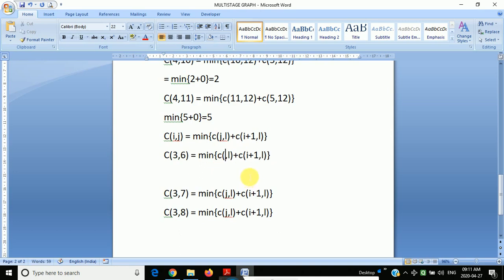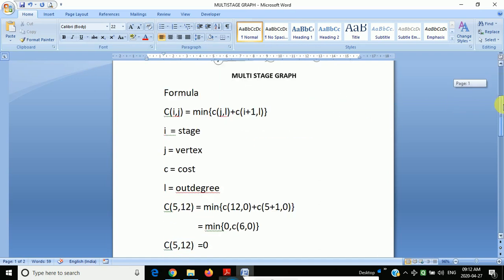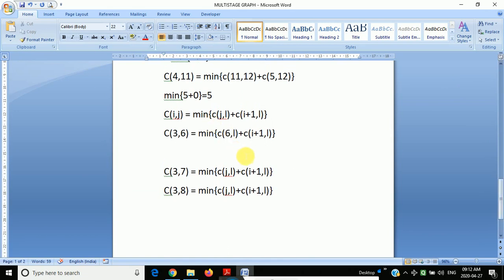So here j value is 6. What are the out degrees of 6? We'll check. 6 out degree is 9 and 6 out degree is 10, and none of the other. So here 6 comma 9, here you have to put comma. Same thing you have to put here. This is 6 comma 9 and 6 comma 10.